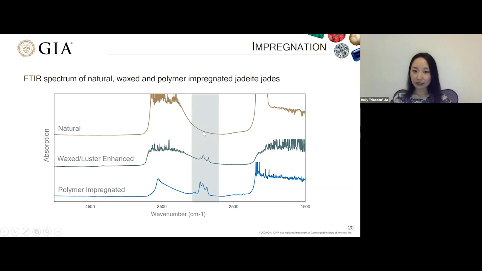In natural jadeite, this region will be clear, whereas any polymer or wax in the stone may induce some sharp peaks in this region. And by looking at these FTIR features, we can tell whether a stone has been waxed or polymer impregnated.